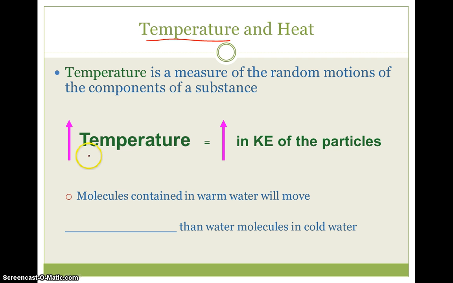The higher your temperature, the higher your kinetic energy. So molecules in warm water are going to move significantly faster than molecules in cold water. So we can use temperature to help us understand whether my substance is moving fast or moving slow. Temperature helps us understand how fast or slow our particles are moving.